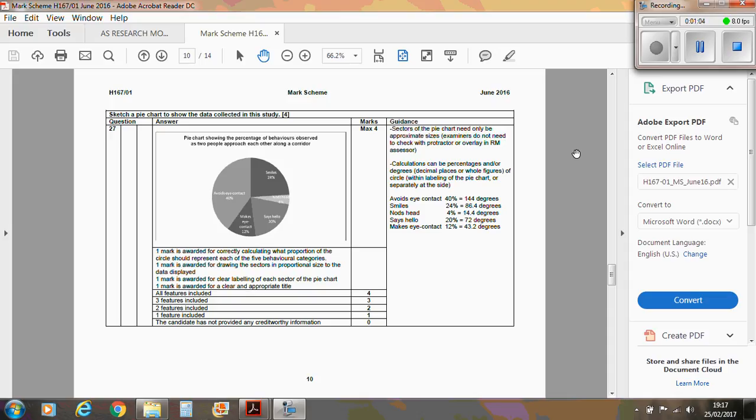So I would suggest still using a protractor, but don't worry if you're a little bit off. It doesn't matter too much. But it's got to look like this. If it looks like this, you get a mark. You also get a mark for the title.